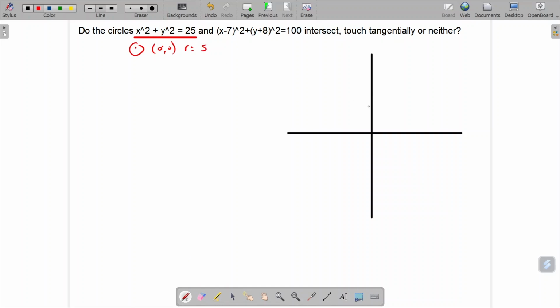So again, let's just try and draw this one in. Not the world's best circle, but not the world's worst circle. And a second one, which is centered at (7, -8) with a radius of 10. So we know it's centered here at the point (7, -8) with a radius of 10.